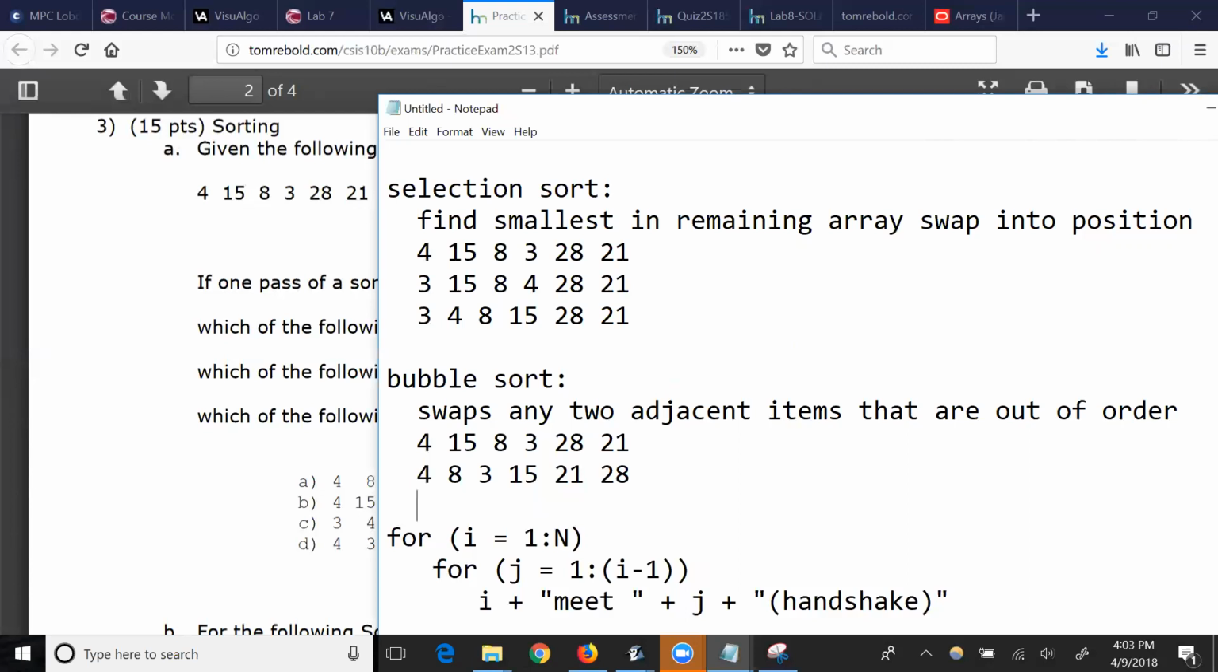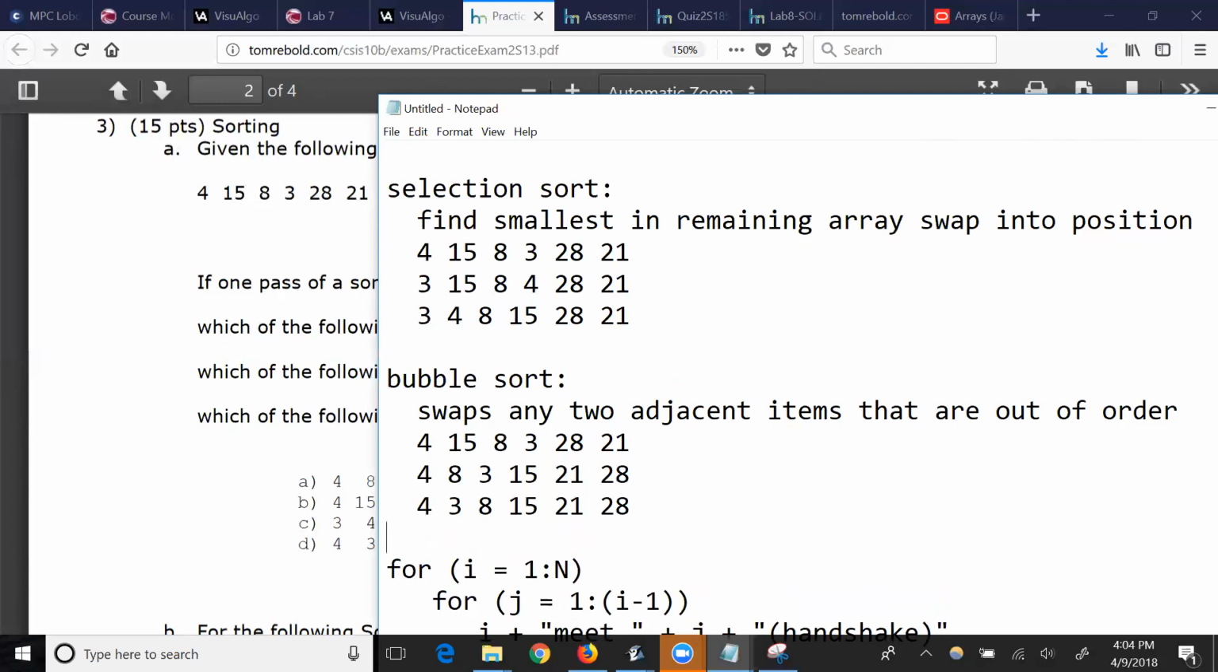Next pass, the 4 is okay with the 8, but then the 8 and the 3 are out of order, so you have to swap those two. The 8 and the 15 are okay, and the 15 and the 21 are okay, and so is the 28. So after 2 passes, it's almost sorted. Mm-hmm.